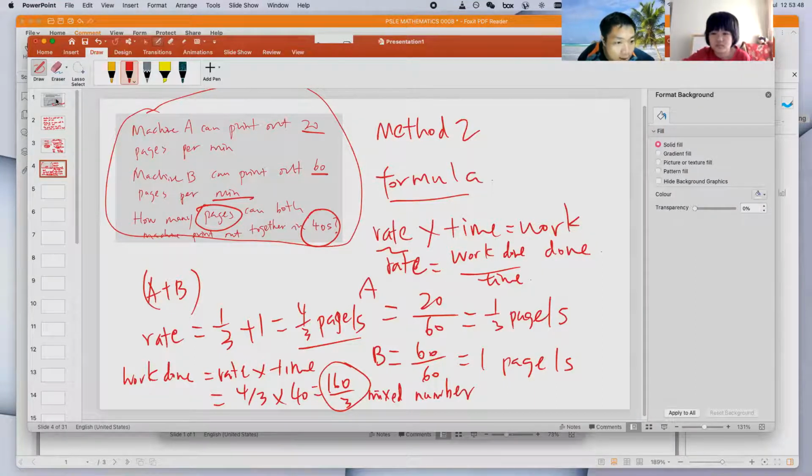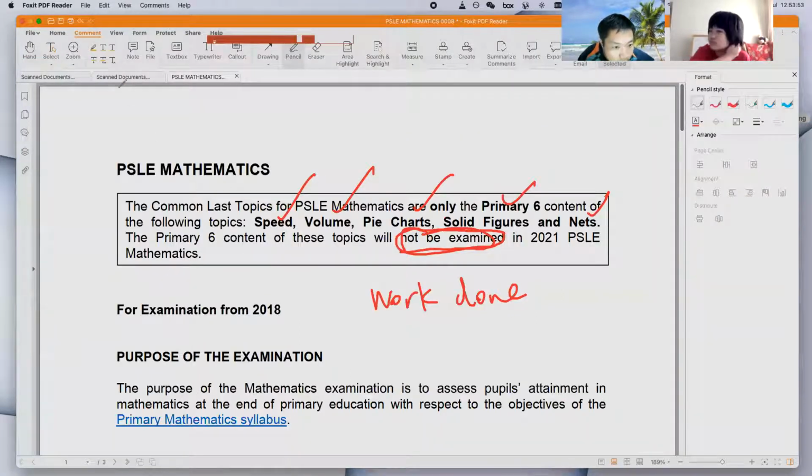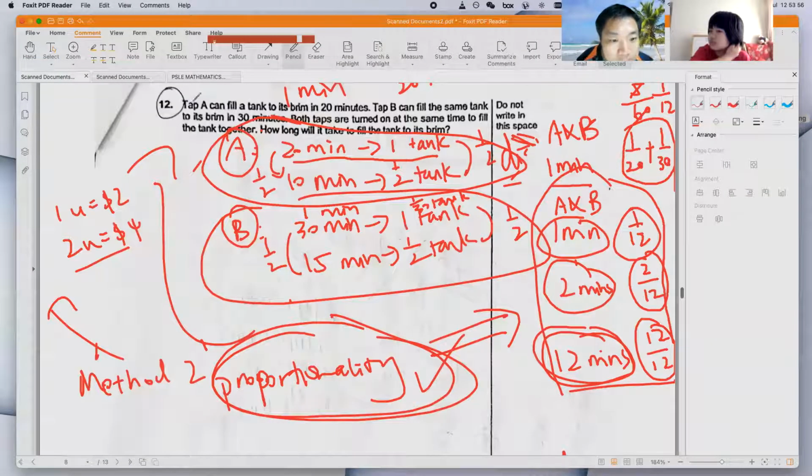Then now let me look at your paper. Over here is this one. Tap A can fill a tank to its brim in 20 minutes, and tap B can fill the same tank to its brim in 30 minutes. Can I ask you, what do you think this kind of question is? Question 12. Is it a volume question? Do you see any volume here? Waiting.